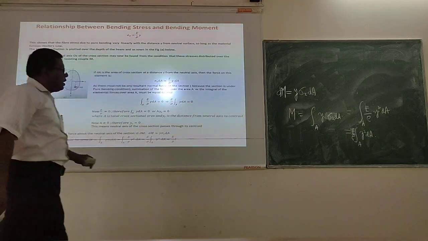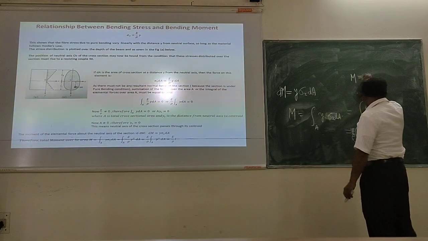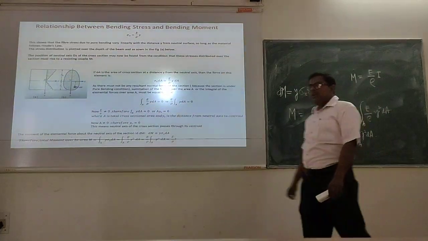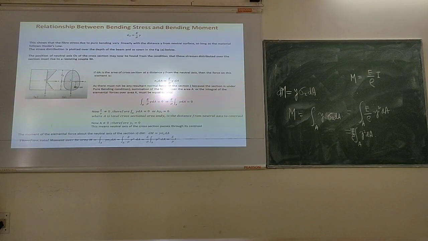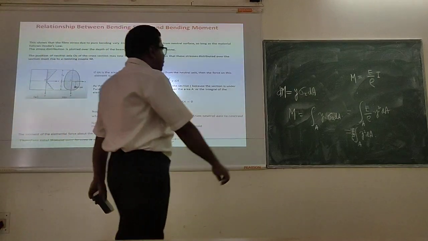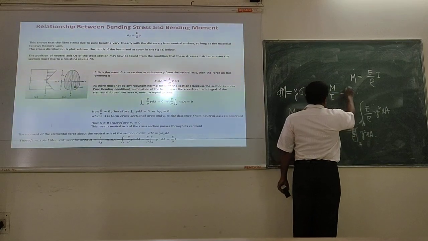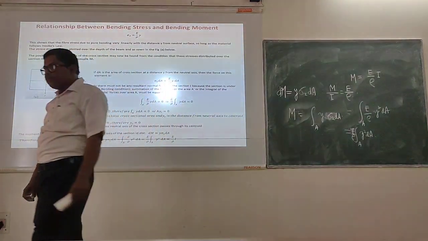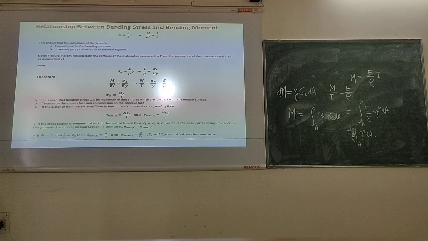Right? So now, the integral of y square dA is equal to the moment of inertia I, then the equation will become M equals E by rho into I. Have you understood? So this is a very, very important relation for pure bending theory. And you will in many cases see the equation like this: M by I equal to E by rho. Have you understood?